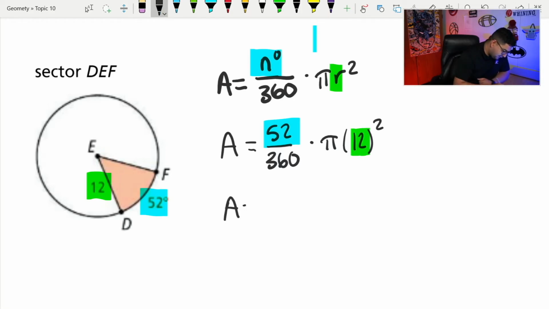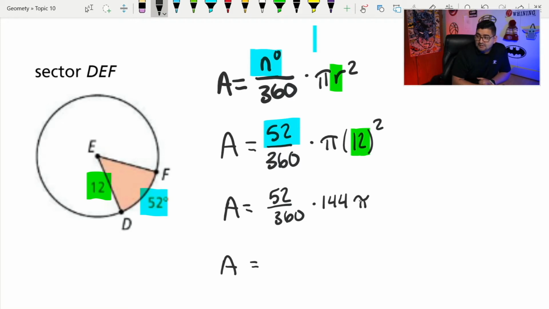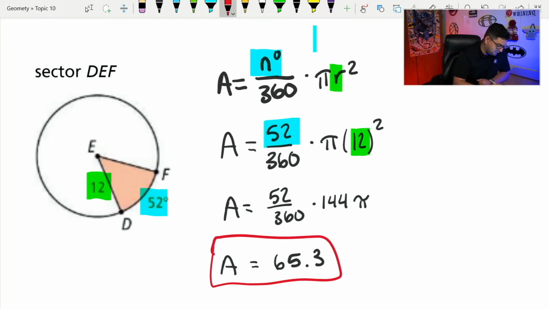So I can go ahead and do 12 times 12 and get rid of that 12 squared real quick. 52 divided by 360. I know that 12 times 12 is 144, so I have 144 pi. Now I want to type this into a calculator. I would do 52 divided by 360 times 144 times pi. Doing that, you should get 65.3 if we're rounding to the nearest tenth, and that would be the area of this sector DEF.